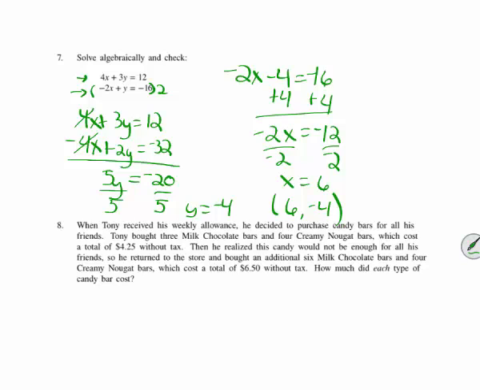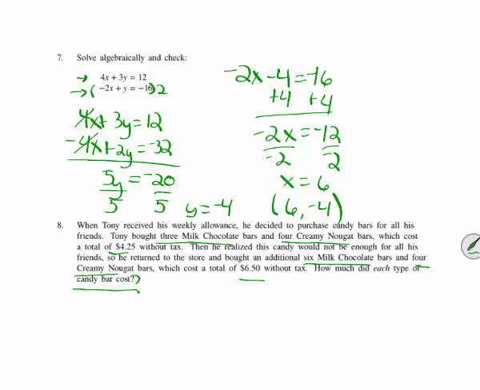Number 8, for those of you that came to morning review, we did this, but we'll do it again here. When Tony received his weekly allowance, he decided to purchase candy bars for all his friends. Tony bought 3 milk chocolate and 4 nougat, and then there's the cost. Then he realized he didn't have enough, and he went to the store and bought an additional 6 and 4 nougat, and it cost him $6.50. So they're looking for how much did each type of the candy bar cost.